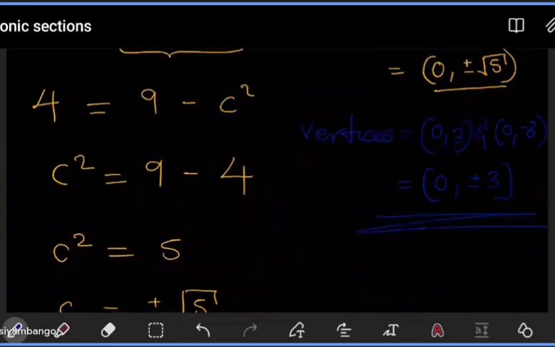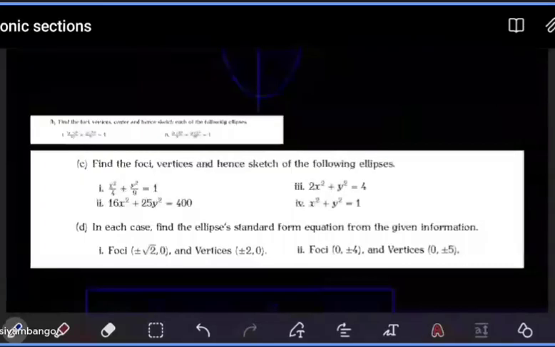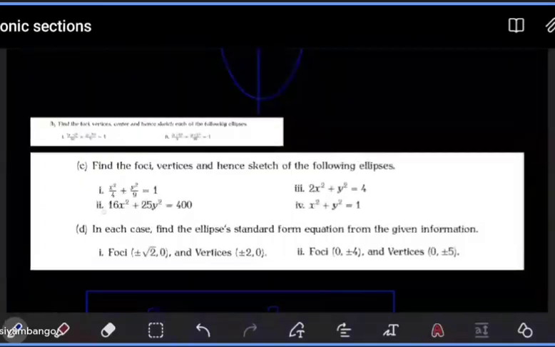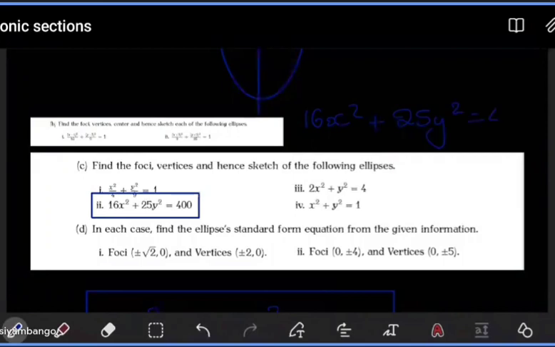So let's do one more, and try to be a little bit fast with this one, but I'll pick something that looks a little bit different. Let's look at this one. For this one now, what we have is 16x squared plus 25y squared equals 400. Before we proceed, do we have a question on the previous one?